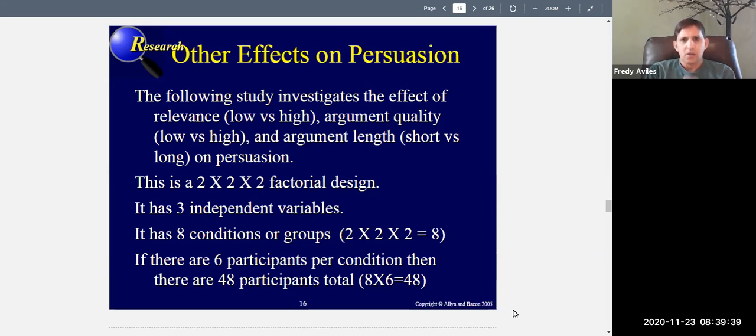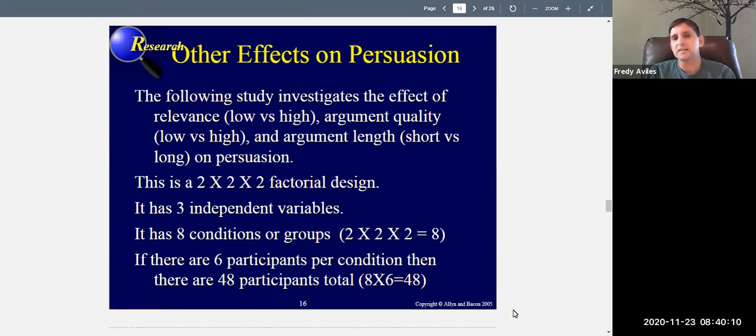The following study investigates the effect of relevance, low versus high, argument quality, low versus high, and argument length, short versus long, on persuasion. Okay, so this study wants to determine several things and how they affect persuasion. Let me give you an example of persuasion. Should you buy this product? Should you buy this car? Should you sign up for this service? That's persuasion. Think about an ad, an advertisement, right?